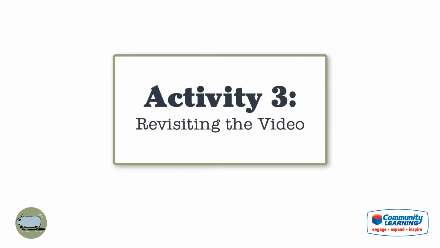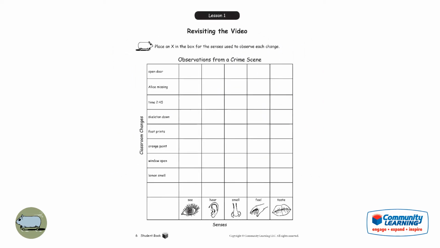Activity 3. Revisiting the video. Watch the crime scene video with your class again, this time focusing on what sense is taking in each observation. Use your findings to complete the Revisiting the Video page in the student books.